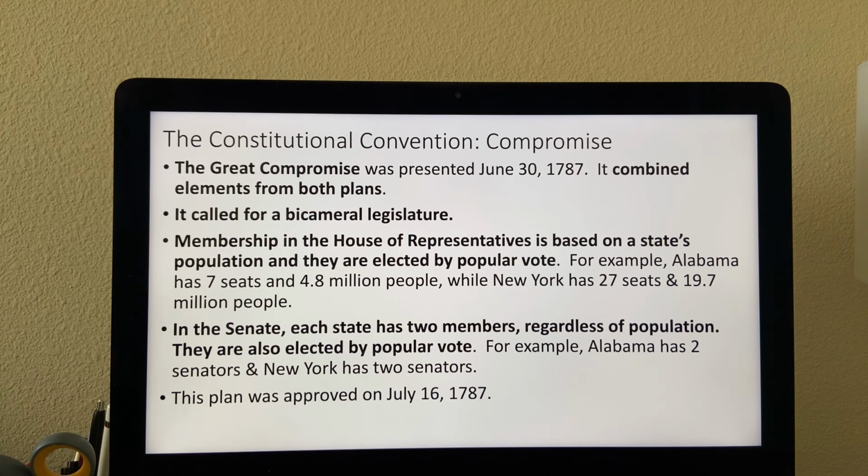And then they established the Senate, where each state has 2 members, regardless of population. These people are also elected by popular vote. We talked about just a second ago that Alabama has fewer seats than New York because of their population, right? Well, in the Senate, New York has 2 senators, Alabama has 2 senators, everybody has 2 senators. So this took portions from the Virginia plan, right, where the House of Representatives is determined by population. And then you have the New Jersey plan where there are 2 votes regardless, right? So this satisfies both groups, and the plan was approved in July of 1787.